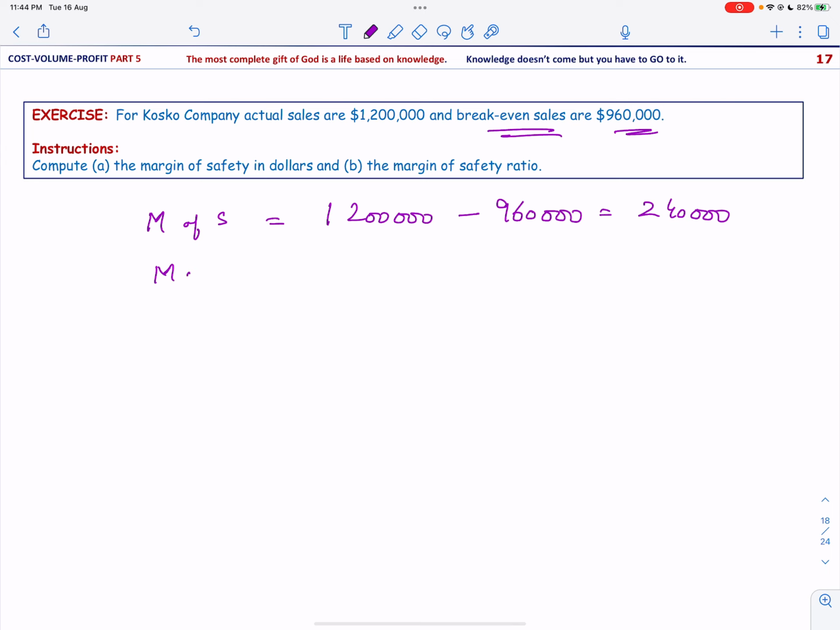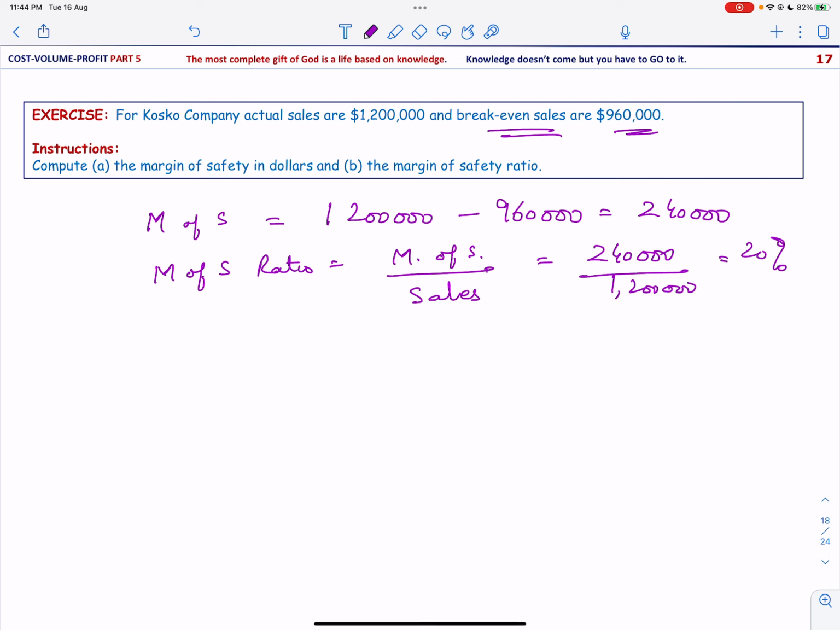And for margin of safety ratio, we have margin of safety divided by the sales. So margin of safety is 240,000 divided by sales, 1,200,000. So that is equal to 20%. So the margin of safety is 240,000 and margin of safety ratio is 20%.